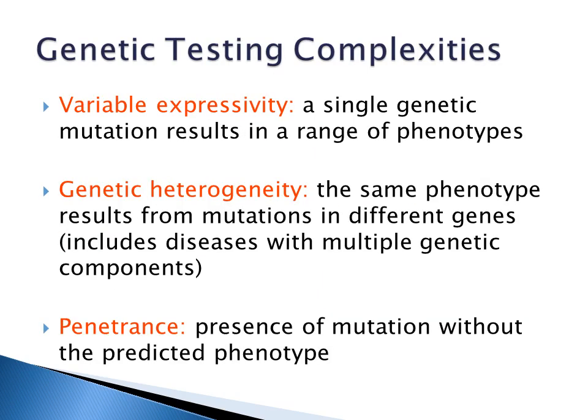Genetic testing can be very complex because diseases and inheritance patterns are complex. So you can have variable expressivity, where a single genetic mutation results in a range of phenotypes as opposed to one single phenotype. You have genetic heterogeneity, where the same phenotype results from mutations in different genes. So this includes diseases with multiple genetic components. We also have penetrance, where the presence of a mutation may occur without the predicted phenotype.